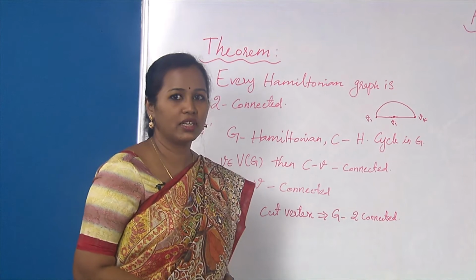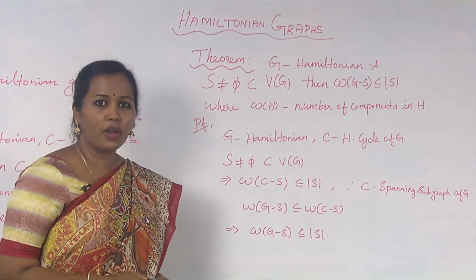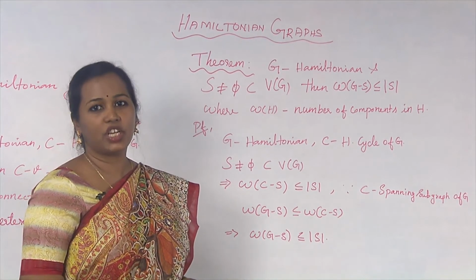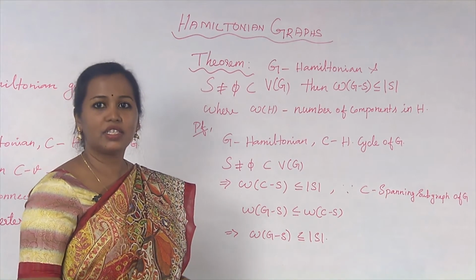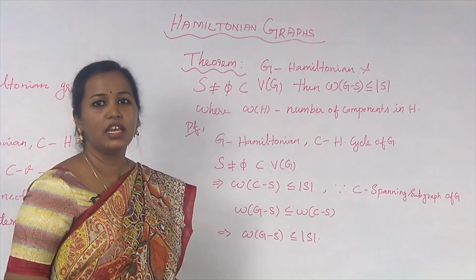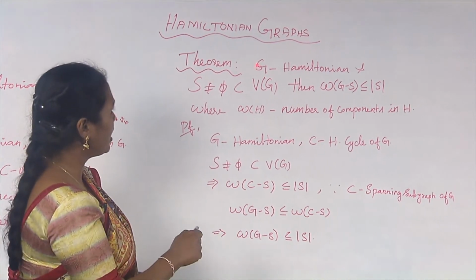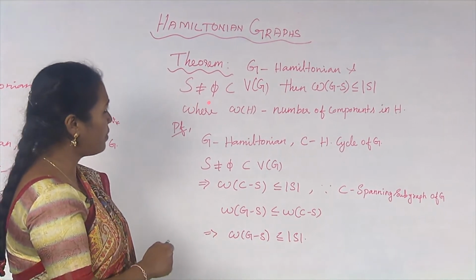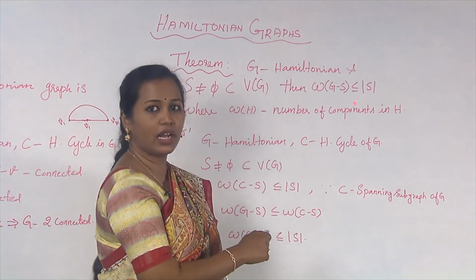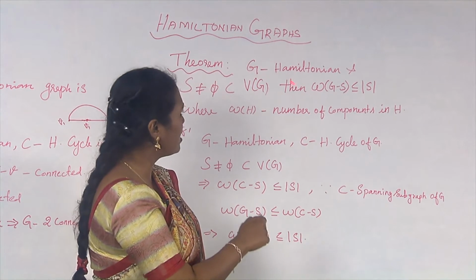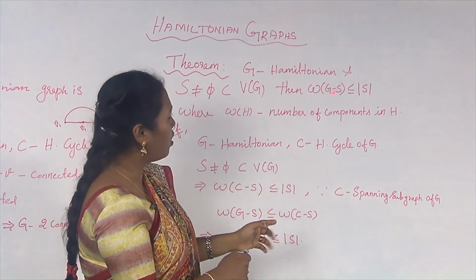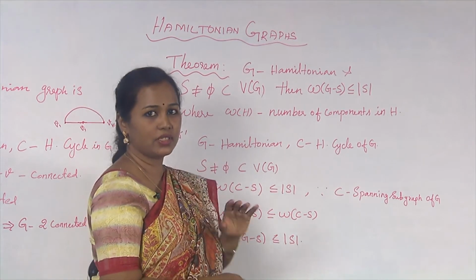Now let us see one more theorem. Let S be a non-empty proper subset of vertices of a Hamiltonian graph G, then omega of G minus S is less than or equal to the cardinality of S, where omega of H denotes the number of components in any graph H. This is a theorem we are going to see here. So we know that G is Hamiltonian, S is a non-empty subset of the vertex set of G, and omega of G minus S is less than or equal to cardinality of S. The statement is like a necessary condition for a Hamiltonian graph. So if a graph is Hamiltonian, then omega of G minus S is less than or equal to cardinality of S.